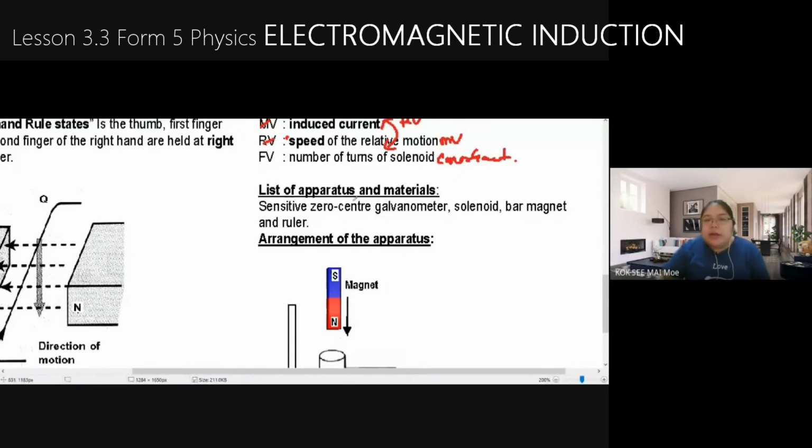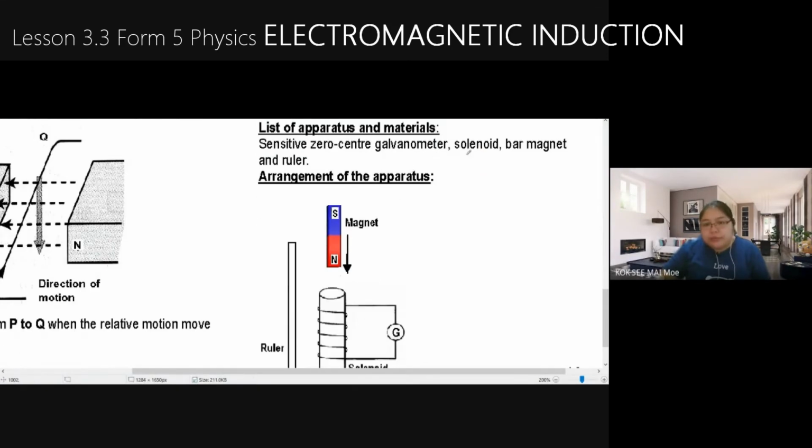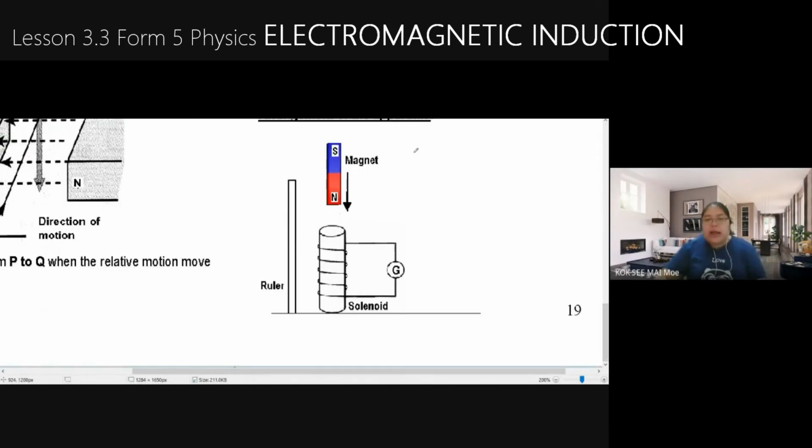Now we list the apparatus. We have a galvanometer, a solenoid, a bar magnet, and then you must have the meter rule. Why must you have the meter rule? You measure the height of the magnet. The diagram is like this. The ruler you don't have to draw, it's up to you.